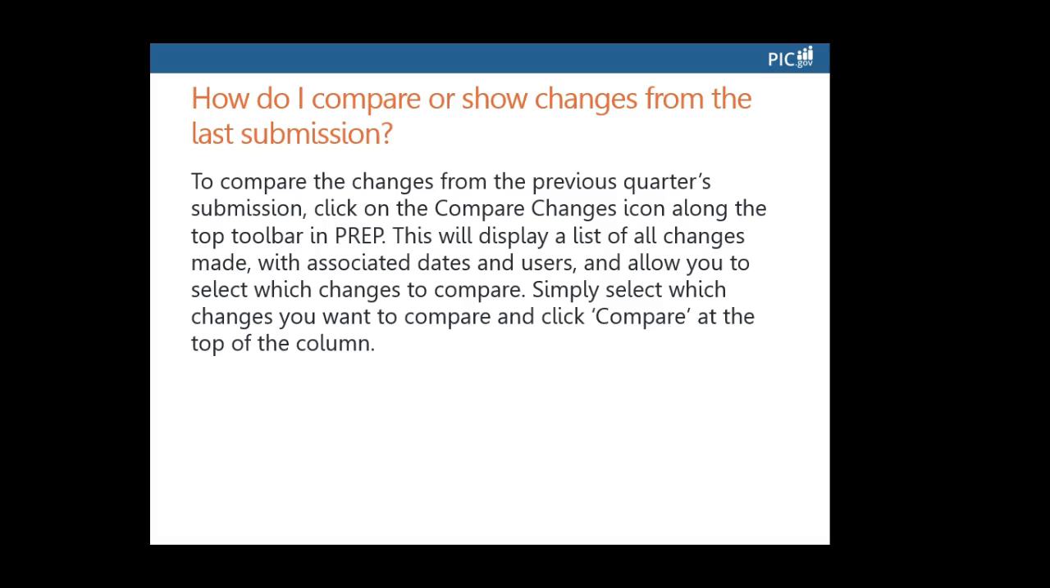How do I compare or show changes from the last submission? To compare the changes from the previous quarter submission, click on the Compare Changes icon along the top toolbar in Prep. This will display a list of all changes made with associated dates and users and allow you to select which changes to compare. It can be the original publication to the current publication or variations of recent updates. Simply select which changes you want to compare and click Compare at the top of the column.